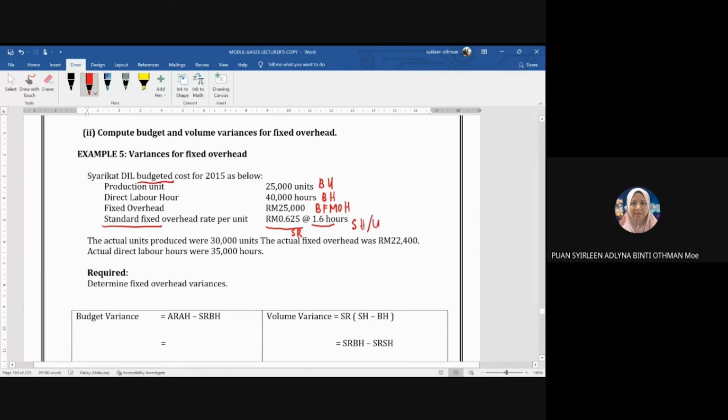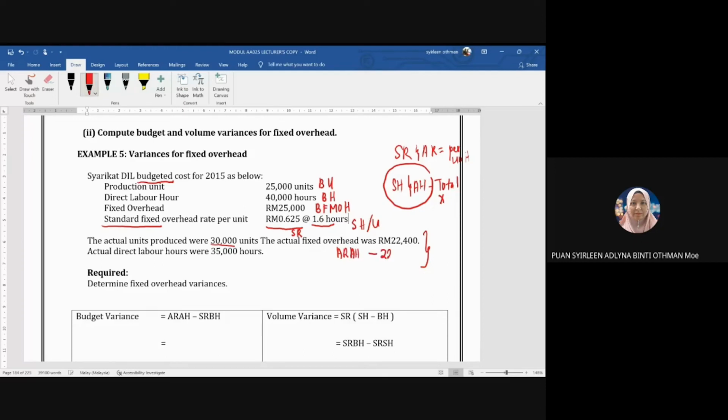Okay, so the way we do standard hours and standard rate is the same as the previous variances, where standard rate and actual rate we take per unit, and for standard hours and actual hours we take the total. So that means to get this total you have to multiply by the actual units produced. Same thing. Okay, alright. So below this it gives you information for the actual figures. Okay, the actual units produced is 30,000. Okay, the actual fixed overhead. Actual fixed overhead means AR multiplied by AH. So this is actually AR AH, which is 22,400. Okay, and below that it gives you the actual labor hours, which is 35,000.